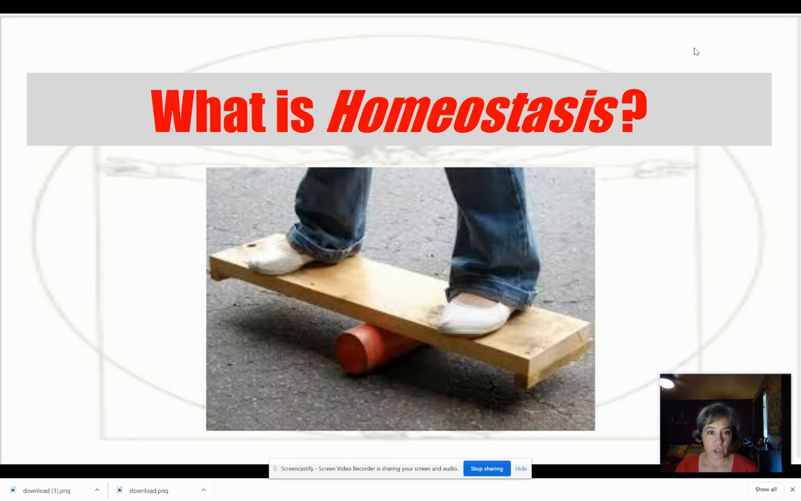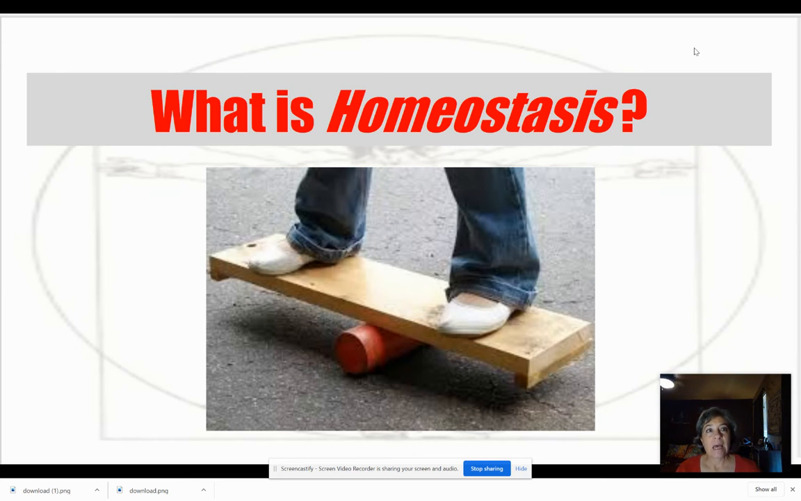So take a look at this picture. Think about one word that this picture is showing that would give you a clue as to what homeostasis means. Okay, so you should probably have thought the word balance or control, and that's exactly what homeostasis is in a word. And it essentially is your body trying to stay in balance.